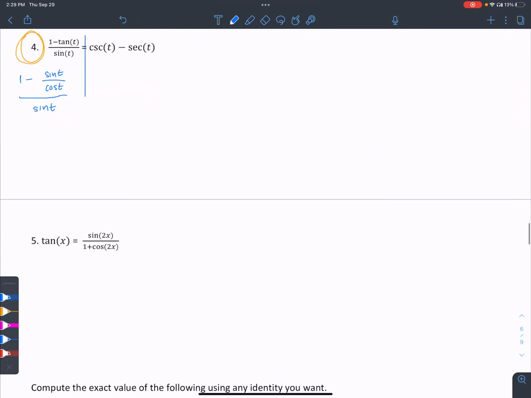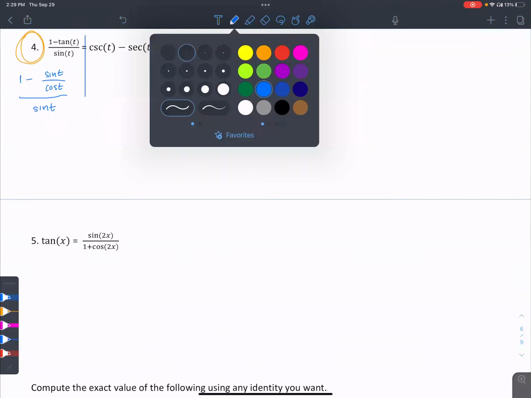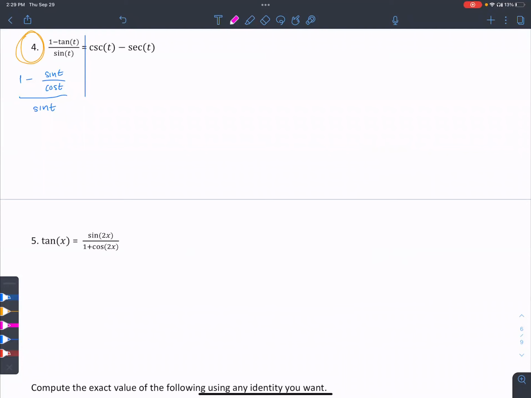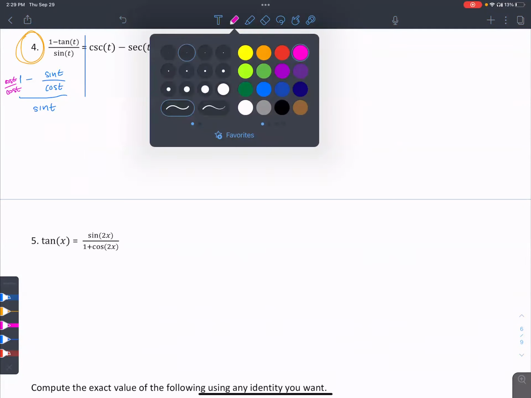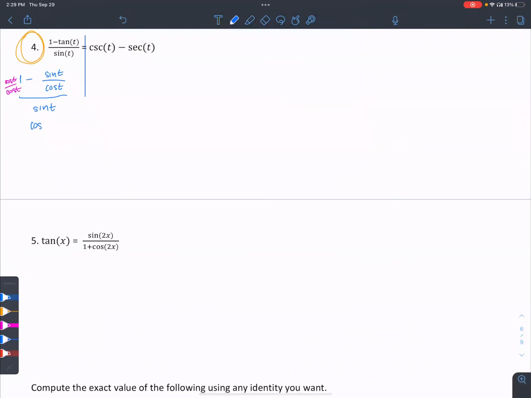And then I'm going to keep going just to get a common denominator on the top. I'm going to multiply this 1 by cosine t over cosine t so that I can write that as (cosine t minus sine t) over cosine t. And this is all over sine t.